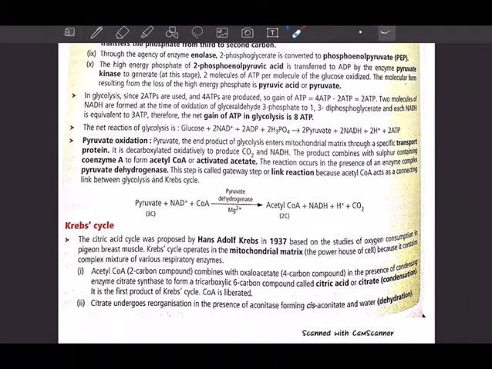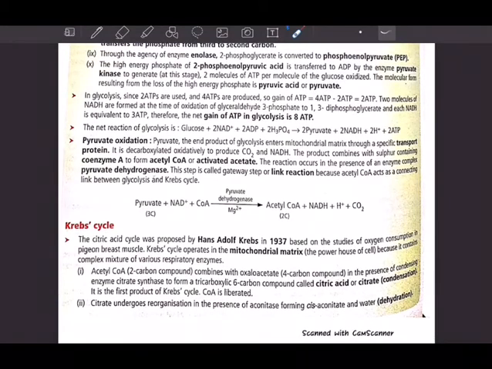This step is called gateway step or link reaction because acetyl-CoA acts as a connecting link between glycolysis and Krebs cycle. So what happens in this link reaction or gateway reaction? 2 molecules of pyruvate, remember, and NAD plus CoA in the presence of pyruvate dehydrogenase and Mg2+, what's happening? Acetyl-CoA is formed. This is very, very important. Without acetyl-CoA, the 2-carbon chain coenzyme, there is no Krebs cycle. For Krebs cycle to take place, acetyl-CoA is a must. And that NAD is becoming NADH.